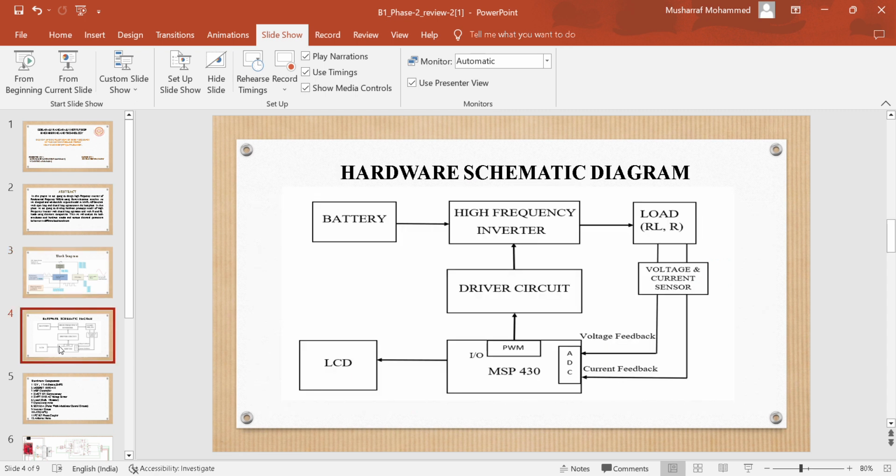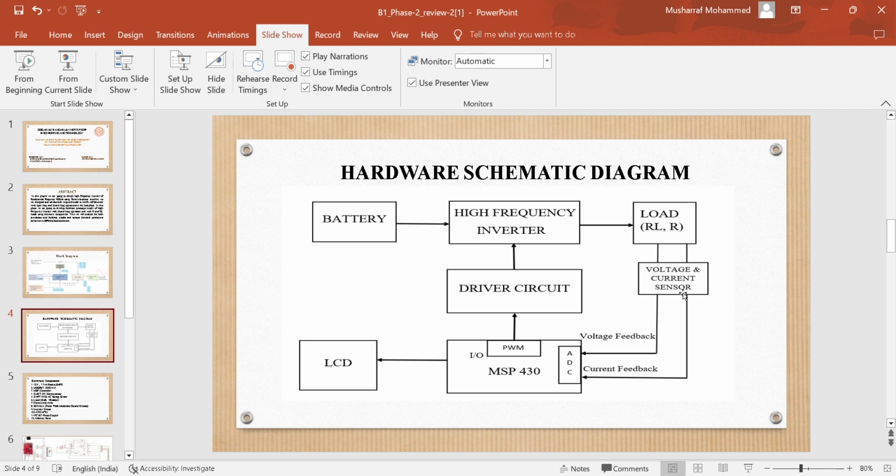This is the hardware schematic diagram which we developed. We used a battery as the DC source. Without a battery we can also use an SMPS or RPS. This is the high frequency inverter part, and this is the load. We take the voltage and current feedbacks from the load side, and we are using a controller, which is an MSP430 G2 series.